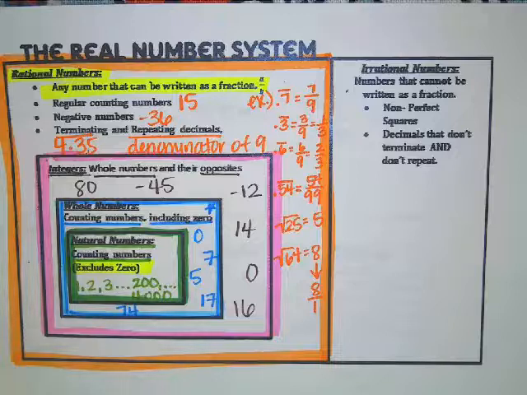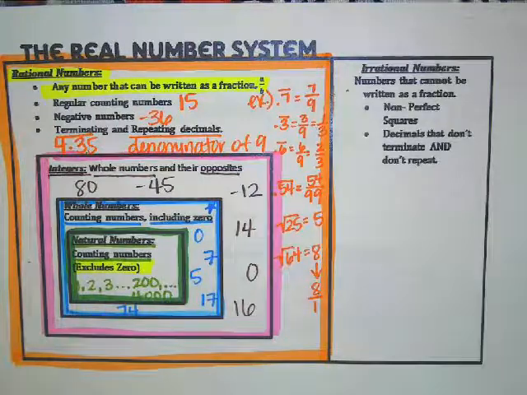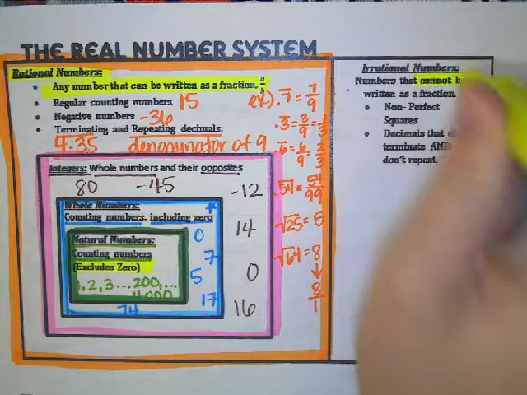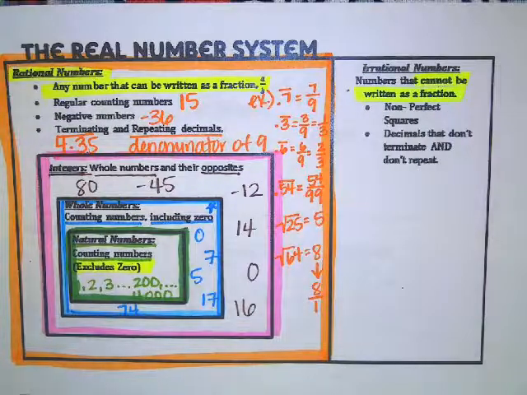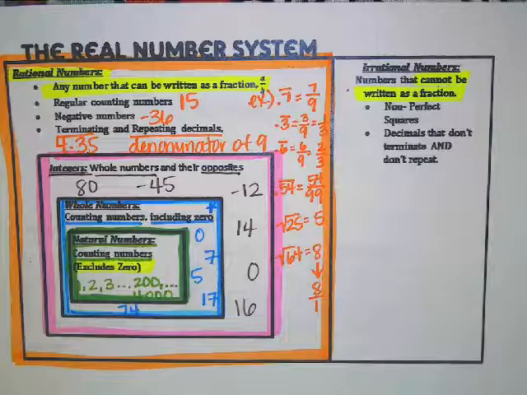Now that we focused on rational numbers, let's take a look at irrational numbers. These are numbers that cannot be written as fractions. That's super important. They cannot be written as a fraction. So this is a non-perfect square. It's a decimal that does not terminate, or they don't repeat.